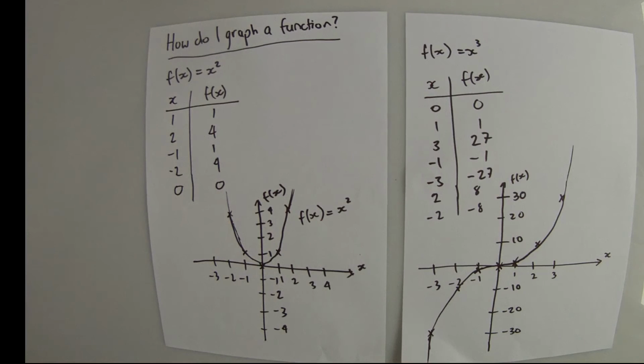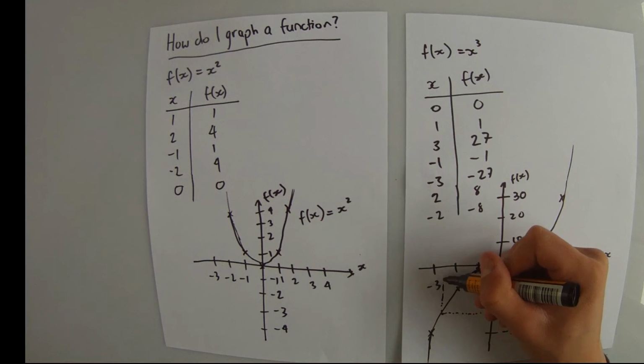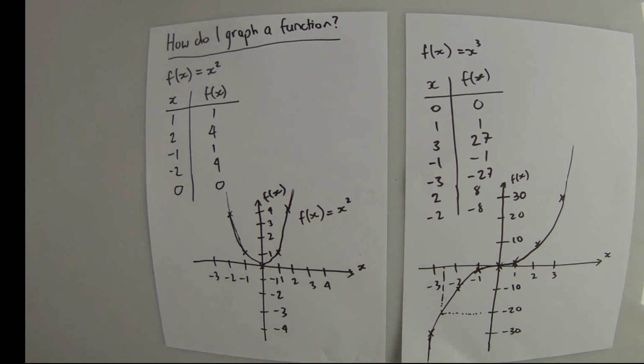You can also use this to find other values. So for example, if we want to know what x is when f of x is negative 20, we can look over here at this point here to give us a rough indication. So then we can see that it's somewhere between negative 2 and negative 3.